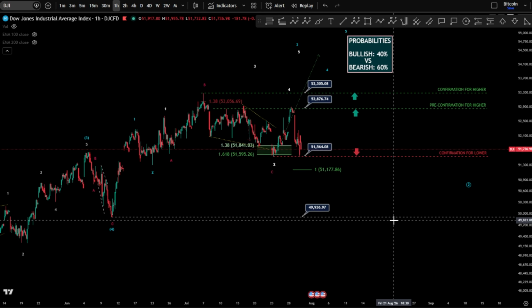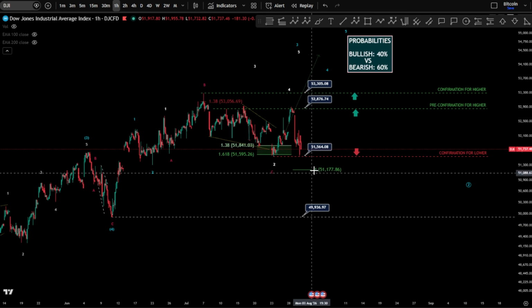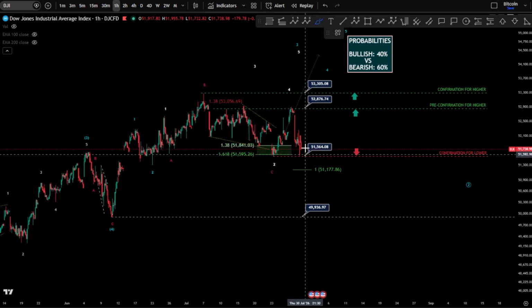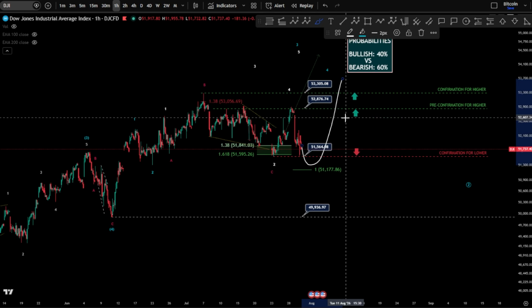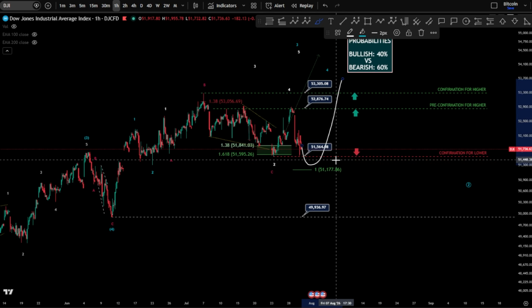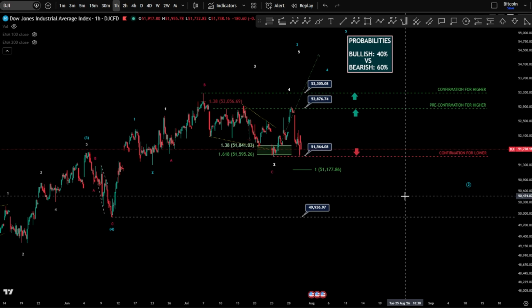Bearish is still stronger, of course, currently on the micro level. We'll see at this 51k 177 what the reaction will be. If we push again towards the upside, it might be another bullish scenario unfolding over there for Dow Jones.